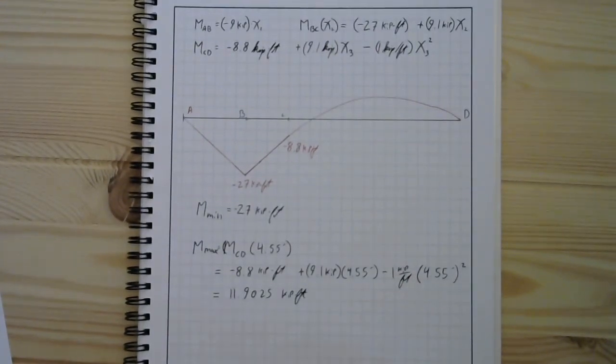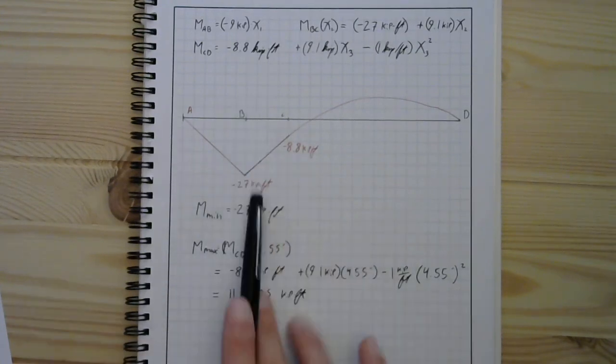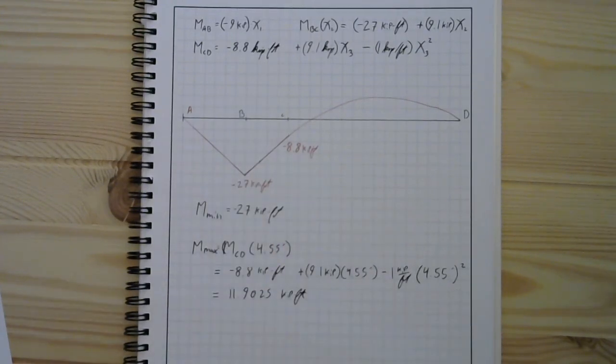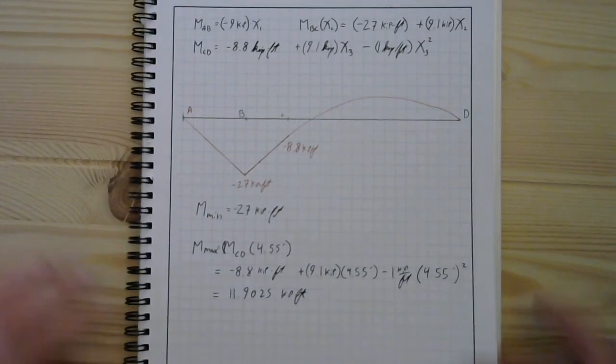So there is our maximum, and it's at 4.55 feet to the right of C, and our minimum is going to be at B, and it's going to be negative 27 kip feet. Okay, that's it for the first one. Hopefully it's very easy for you at this point.